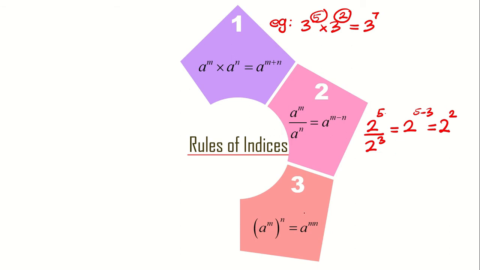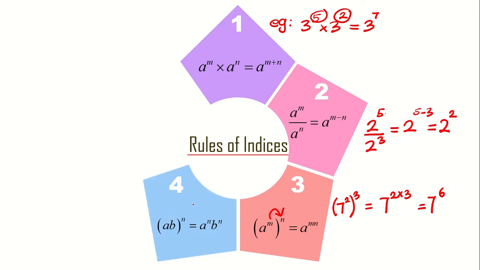Okay, the third one we have here a to the power of m to the power of n. So for this one, what we will do here is that we will multiply the indices. So we have a to the power of m times n. So for example, here you have 7 to the power of 2 to the power of 3. So this is basically 7 to the power of 2 times 3, which is 7 to the power of 6.